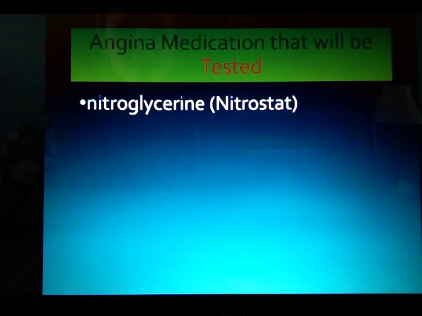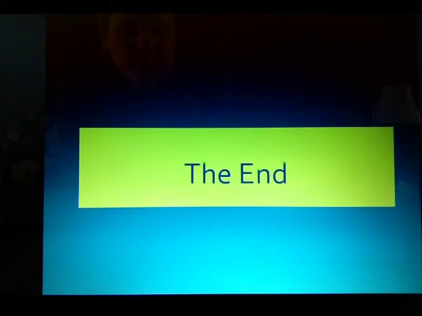So again, the medication that I want you to focus on to know a little bit more about is nitroglycerin. But as always, you are responsible to be familiar and to know all of the drug classes that we review in these different chapters. And that is the end for chapter 23.